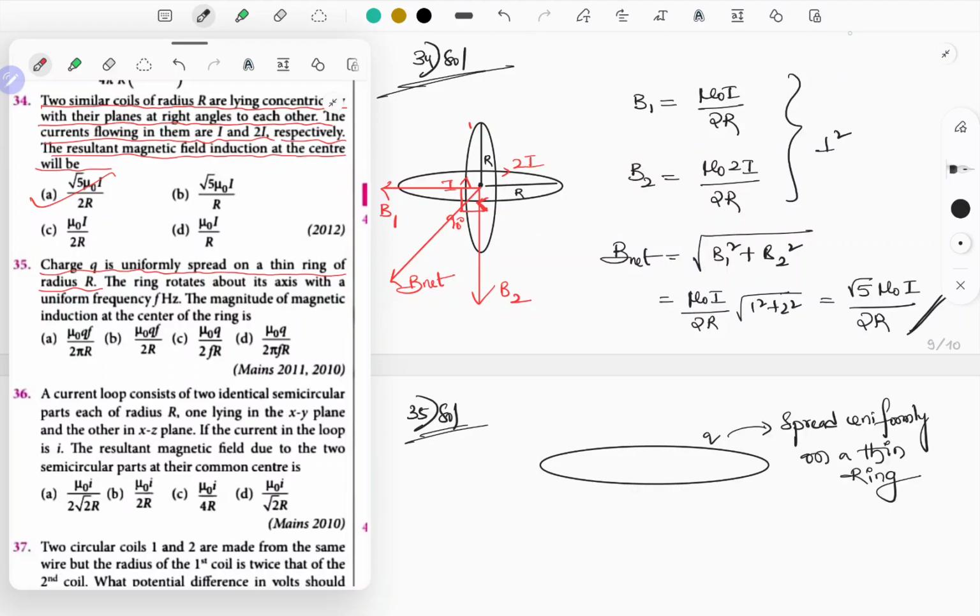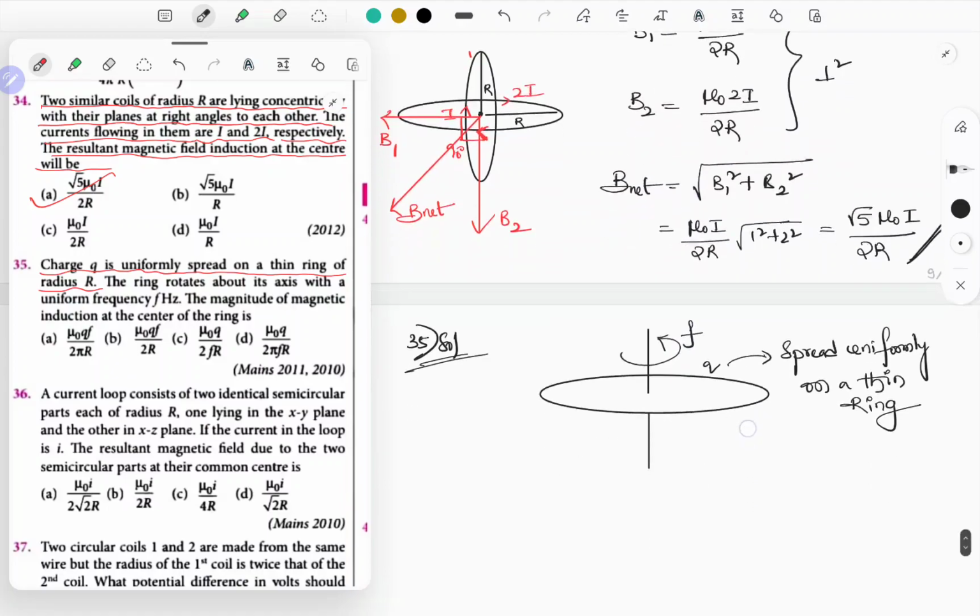Now this ring is rotating about its axis with uniform frequency. What is the meaning of rotating about its axis? The axis passes through the center of mass and is perpendicular to the plane. So it rotates with a constant frequency f. They are asking for the magnetic field induction at the center. What's the general formula for the magnetic field at the center of a current carrying coil? That is mu naught I by 2R. The radius is R.